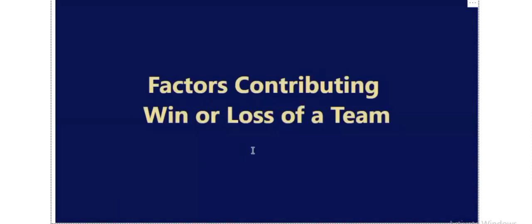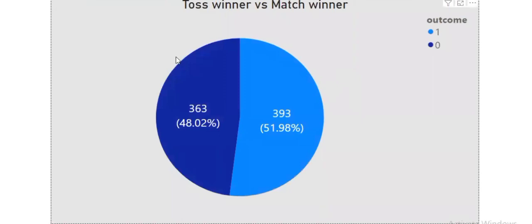So let's move further. Let's see what are the factors which contribute to the win or loss of a team. Here we can see a pie chart which shows us, when a team wins the toss, what is the probability of winning the match?